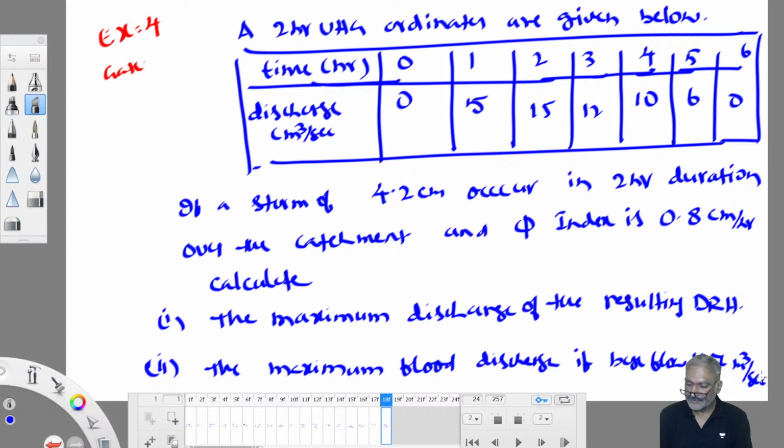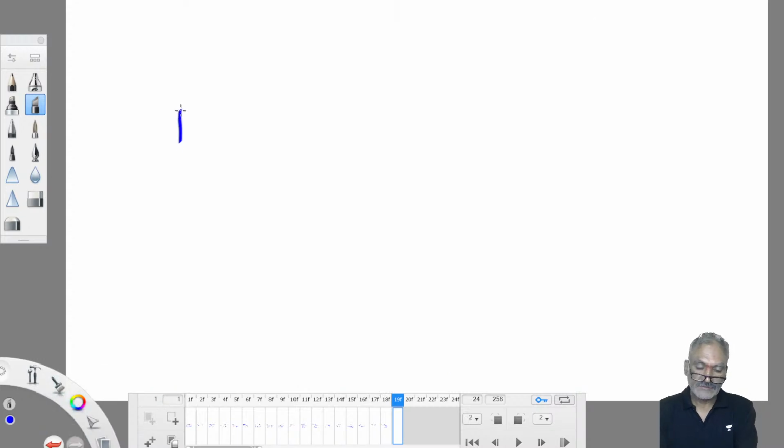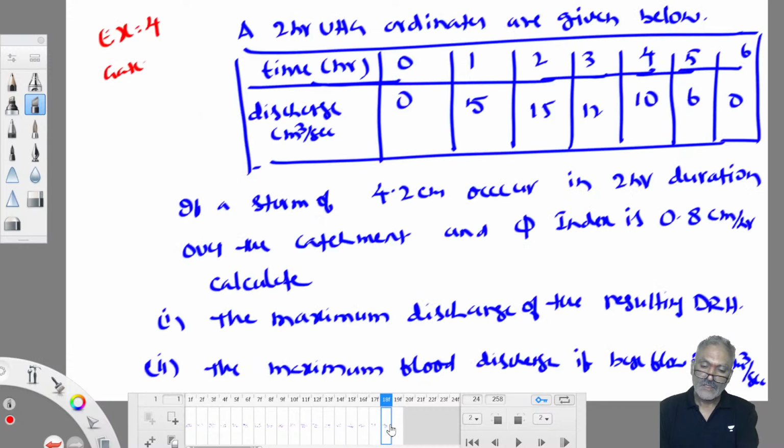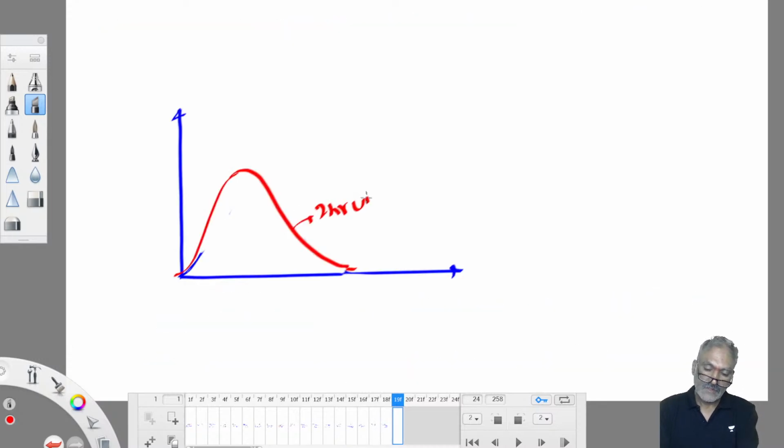So what is given to you? 7. This is given to you. I am giving idea. What is a unit hydrograph? Because ordinates are given, that means it is non-linear. This is 2-hour unit hydrograph. So where there is a peak of 2-hour unit hydrograph, there only peak of direct runoff hydrograph also occur.